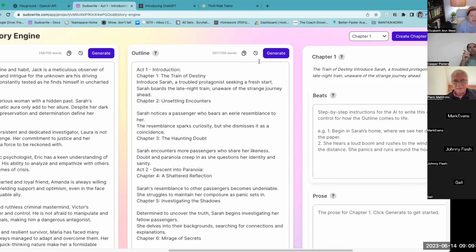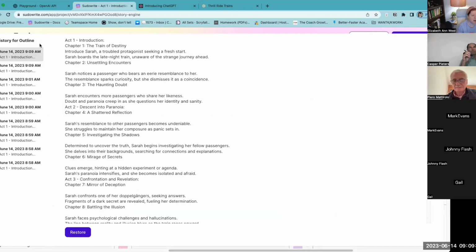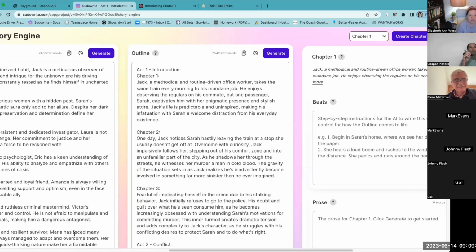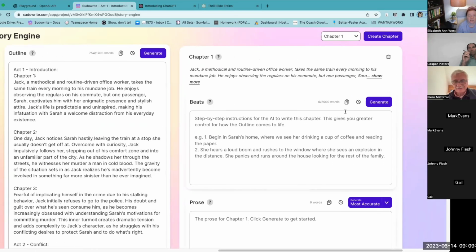Now, all of these boxes have this little history button. So I didn't lose the outline that I had in there before. I can literally click it and go back and click restore, and that old outline is right there. Now that goes away if you start a whole new story engine, obviously. But just to show you a difference, I'm going to go ahead and click generate the beats real fast so that you guys can see.